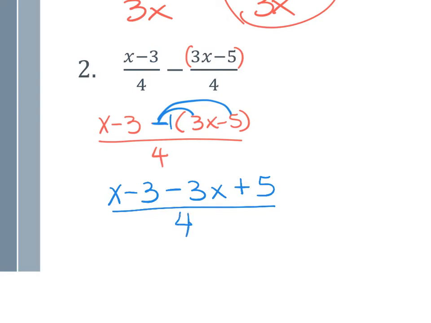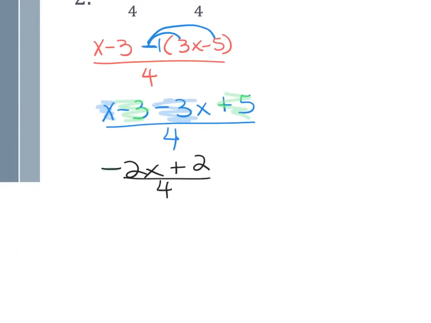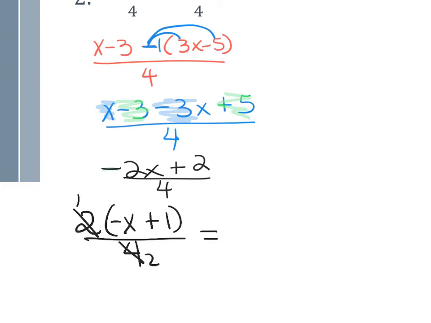Keep the same denominator. Now I go back and simplify my numerator. I'm going to add my x's and add my constants. So x minus 3x gives me -2x, and -3 plus 5 gives me 2, and it still has the denominator of 4. Now, I need to simplify this. So I can factor a GCF out. I could factor out a GCF of 2 and get -x plus 1 over 4. And then I can simplify. 1, 2, final answer, -x plus 1 over 2.